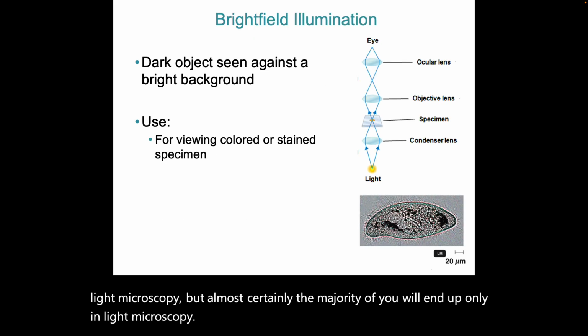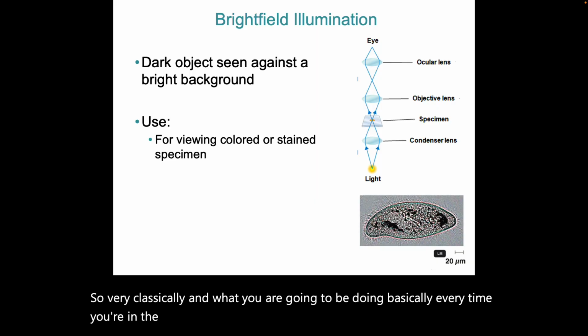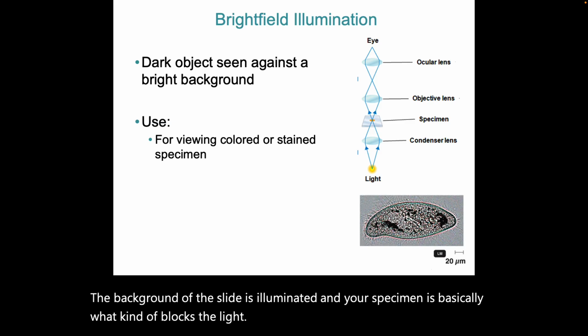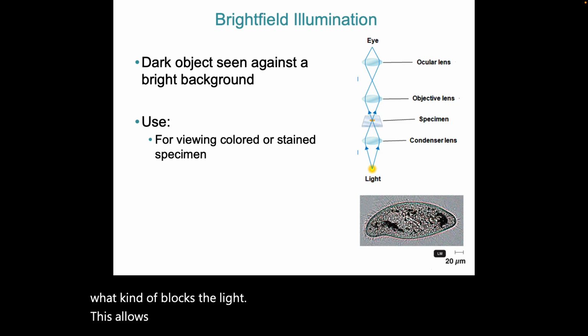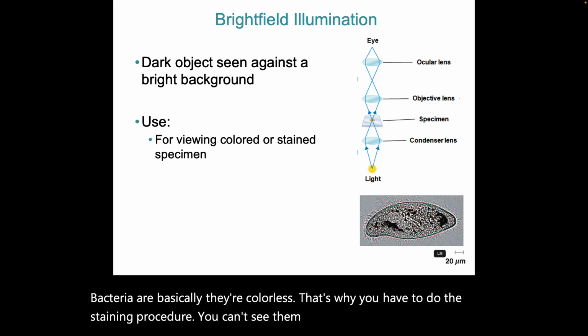So very classically, and what you are going to be doing basically every time you're in the lab using your microscope, is bright field light microscopy. The background of the slide is illuminated and your specimen is basically what blocks the light. This allows you to see a sample that has been colored or stained. Bacteria are basically colorless. That's why you have to do the staining procedure. You can't see them unless you do some type of stain on them.